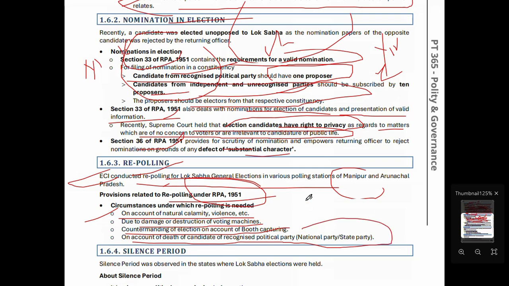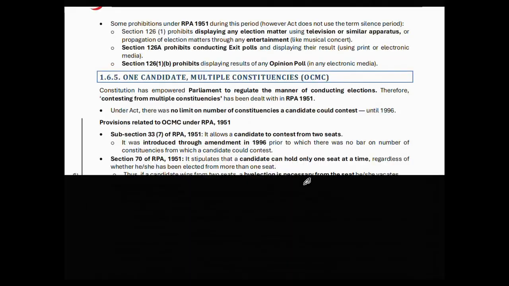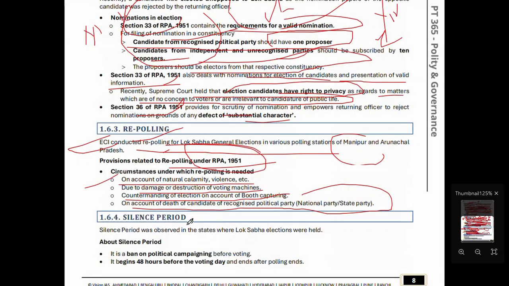What is the silence period? The silence period was observed by the state when the Lok Sabha election was held. What is the silence period? It is a ban on political campaigning before the voting. It begins 48 hours before the voting day and ends with the polls. That is the silent period.